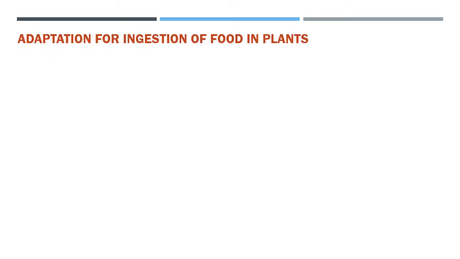Adaptation for ingestion of food in plants. Most of the plants are autotrophic, meaning they can produce their own food by means of photosynthesis. But some plants are heterotrophic too, meaning these plants are dependent on other plants. Parasitic plants are dependent on other plants for their food. The first example is the Cuscuta, a parasitic plant.